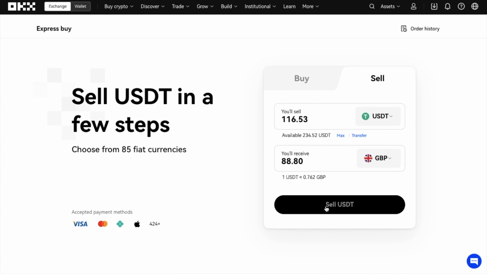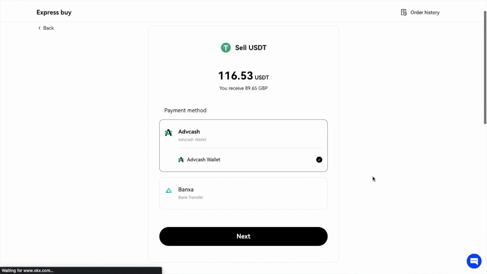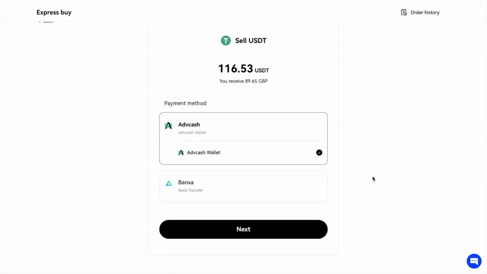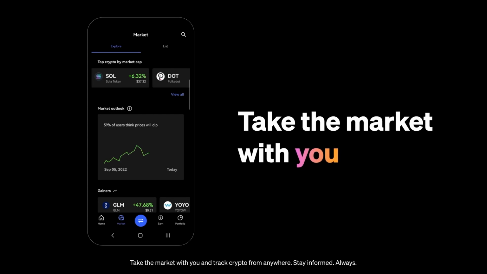When you select Sell USDT, the available sell options will then display. And these will vary depending on your location, the currency and the crypto and the amount that you've chosen. And you then need to follow the on-screen instructions for that specific method to continue to sell this for fiat. But that completes our tutorial of the OKX exchange for beginners.